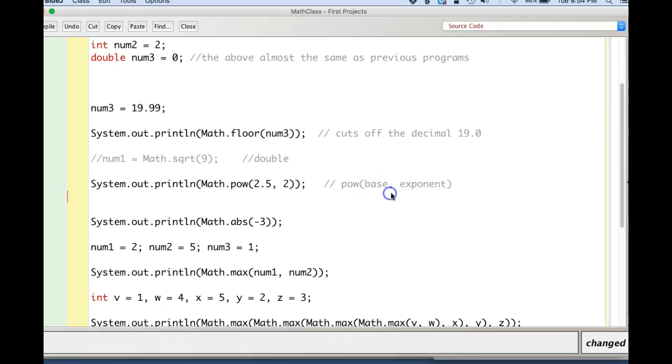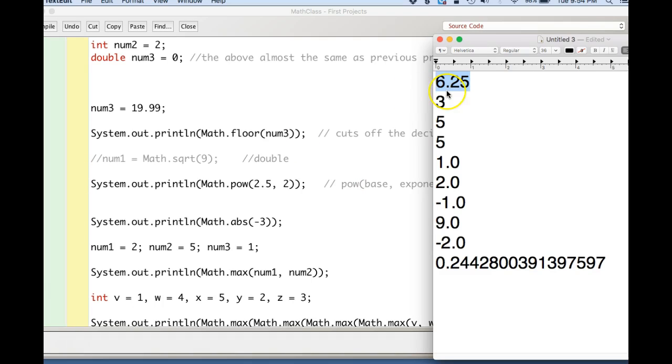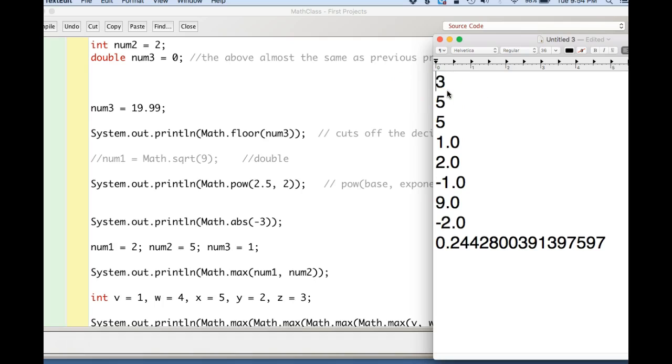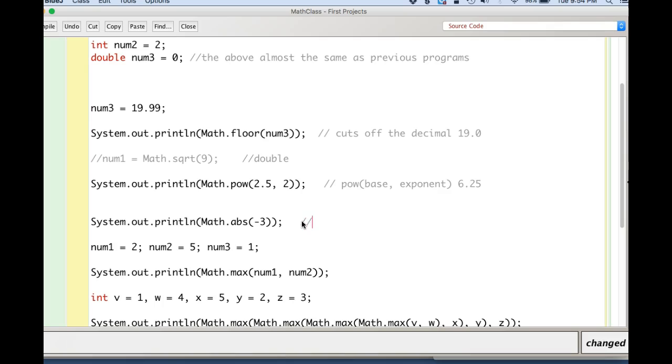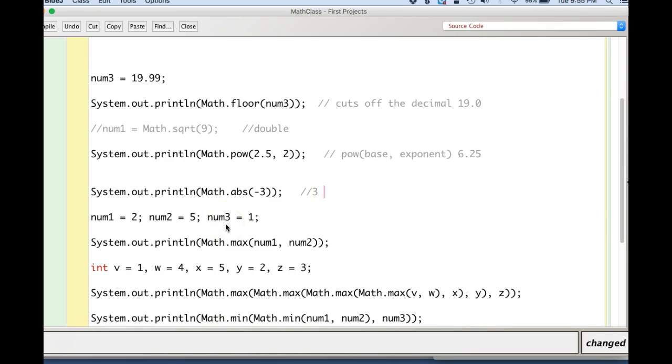Okay, so that's this value right here, 6.25. So the next one, we'll do this quick, is 3. So absolute value returns whatever value you have. So in this case, this absolute value, it's -3. So if you don't know what absolute value is, it's the distance the value is from 0 on the number line. So in this case, it's 3.